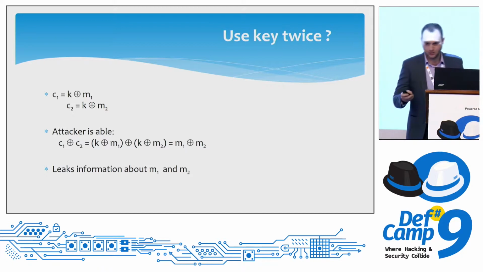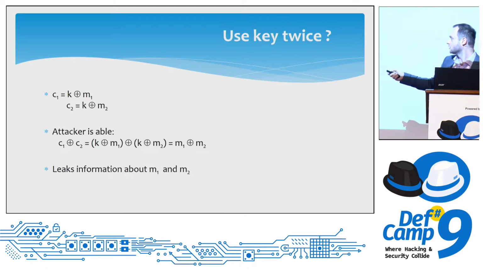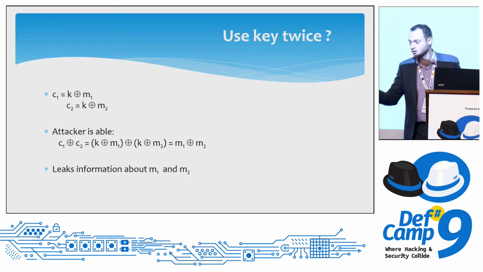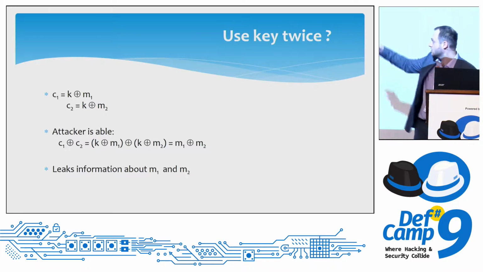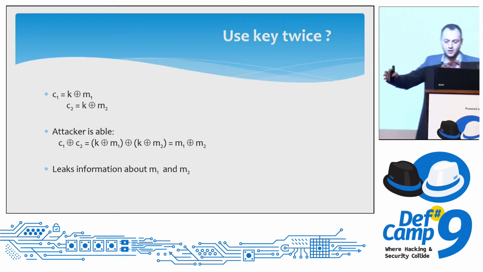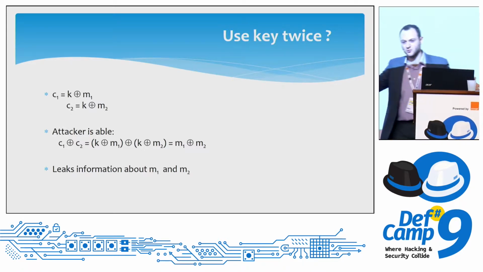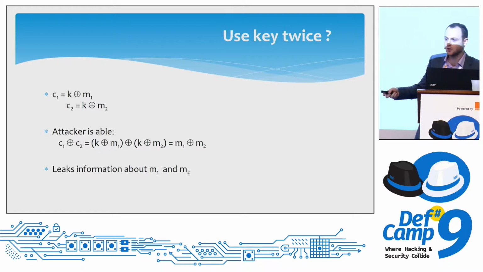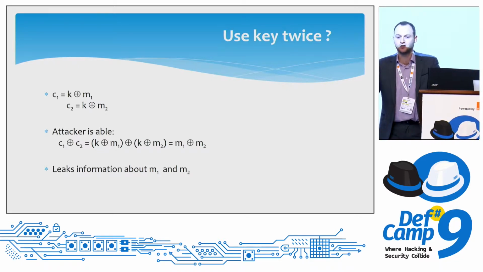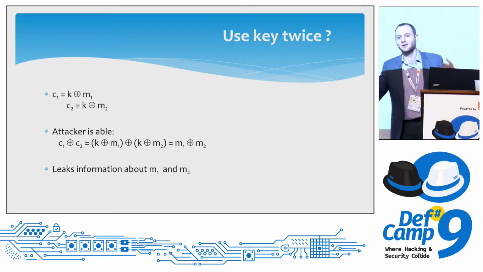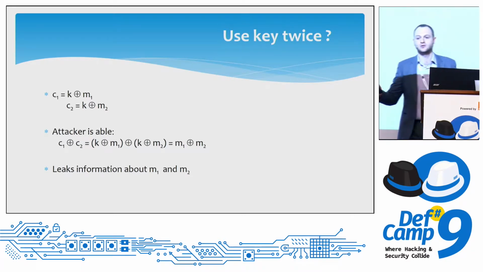Let's intuitively understand why it is like this. So here we have C1. How do we get it? We XOR the key with the first message, but the key is the same in both cases. C2 is key XOR M2, and afterwards we XOR these values. And what do we get? K XOR M1 XOR K XOR M2. K XOR K is 0, so we get M1 XOR M2. So when we XOR two ciphers, we get the XOR of the messages. So we found some kind of relation between these two messages.